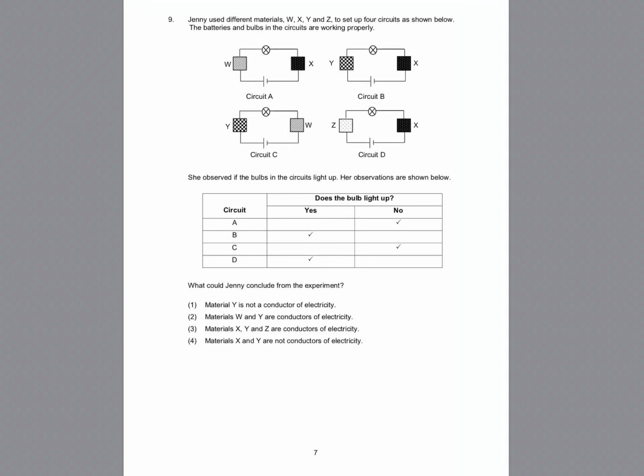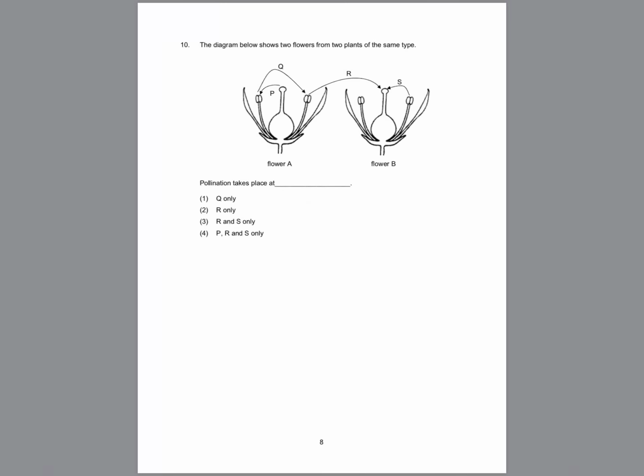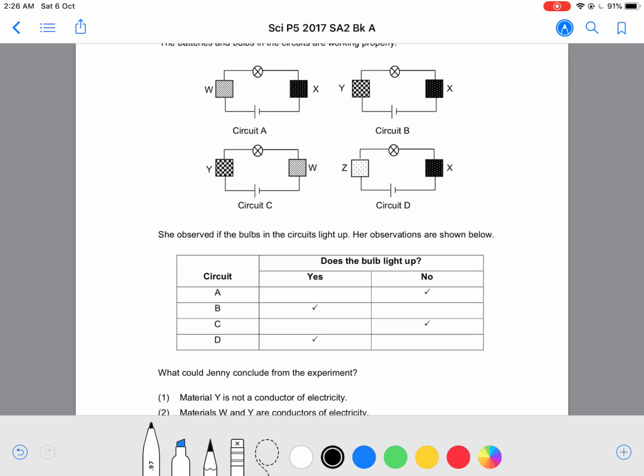Okay, question number 9. Jenny used different materials to set up 4 circuits. So these are all the results. So we are going to write some short notes in. Now starting with circuit A first, the bulb didn't light up. Now if in circuit A the bulb didn't light up, that means to say, I'm going to write some short notes, X or W is not a conductor.